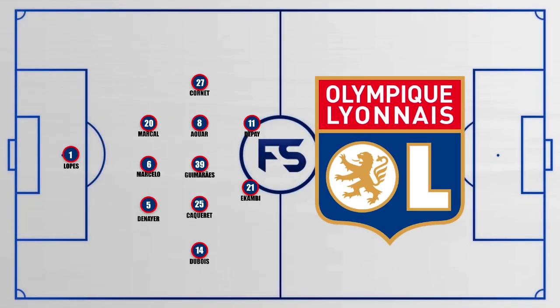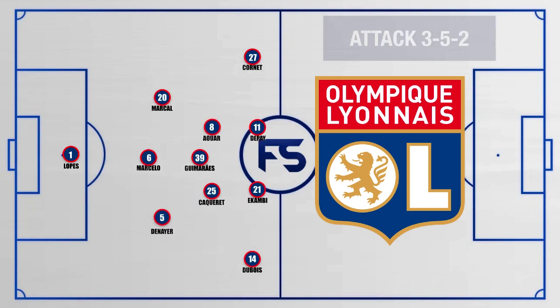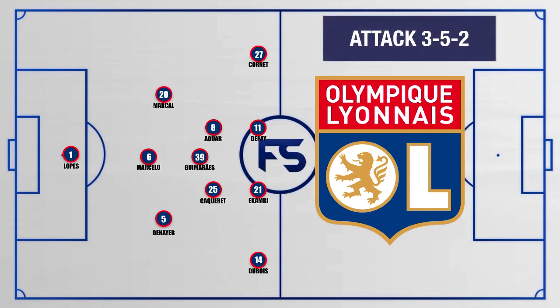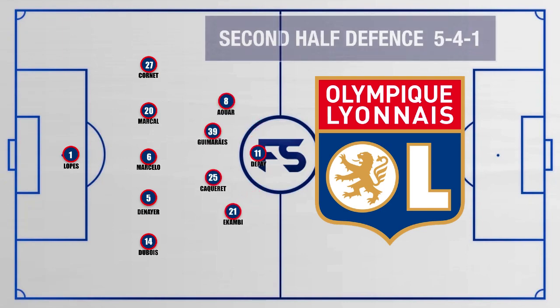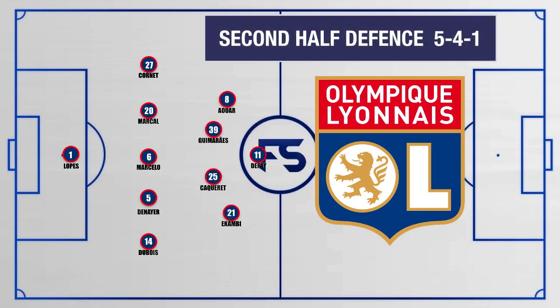Starting off by taking a look at that system from Olympique Lyonnais. 3-5-2 in attack, the two wide players moving higher up the pitch. In the defensive phase, a really tight 5-3-2 defensive block, with those three midfielders really compact in the middle there. In the second half, they switched more to a 5-4-1.